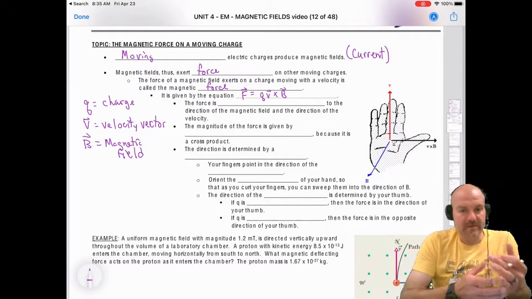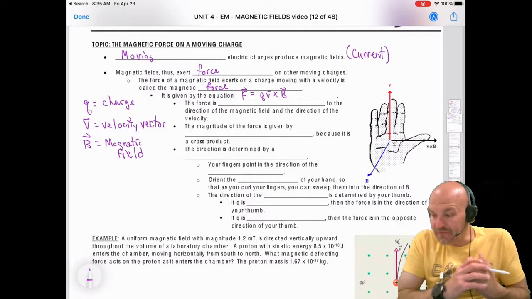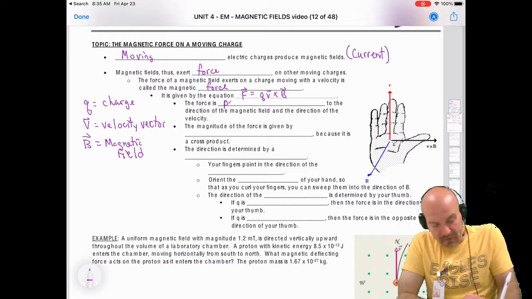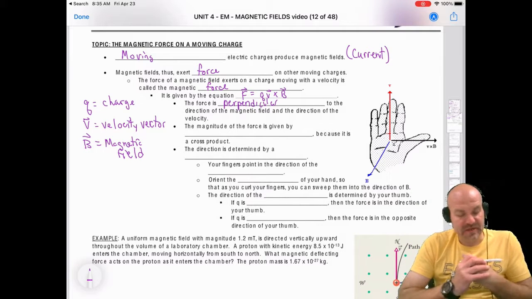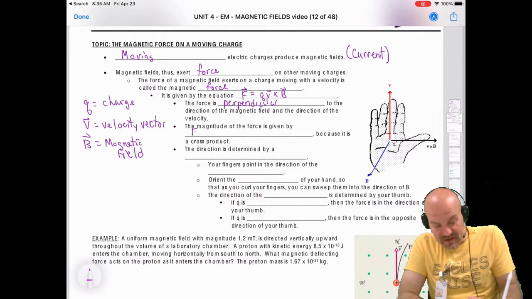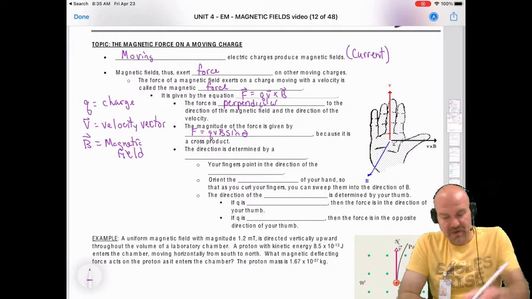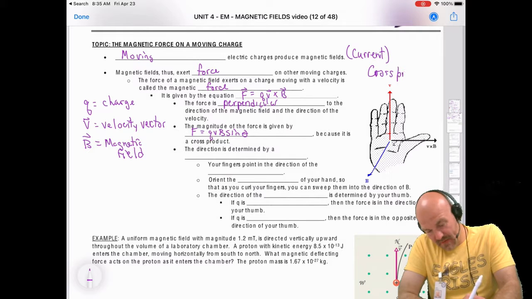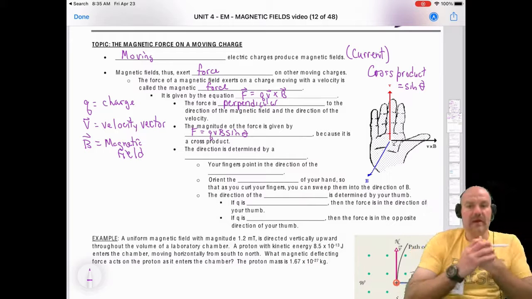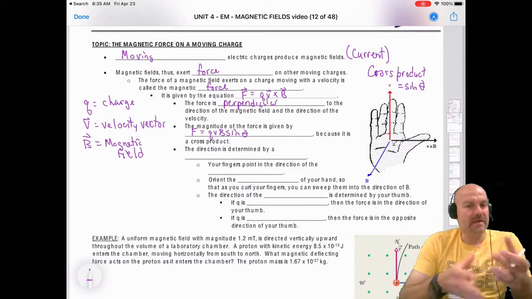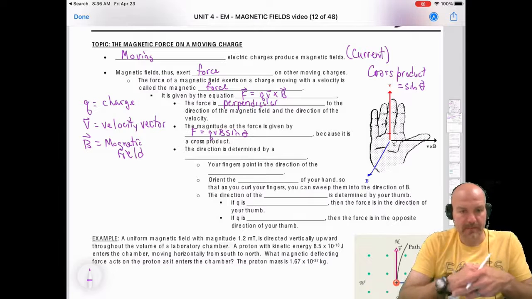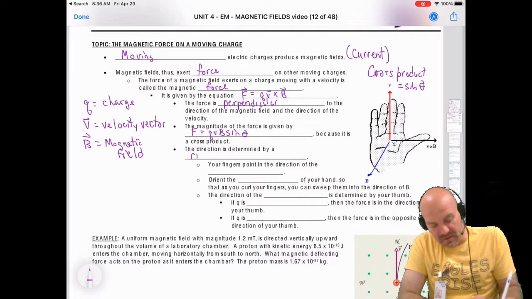So you can see it is a cross product. The force is going to be perpendicular to the direction of the magnetic field and the direction of the velocity. The magnitude of the force is given by F equals qVB sine theta. Remember, anytime you have a cross product, we are looking at the perpendicular piece, so we use the sine of the angle. Because we talk about perpendicularness, the sine of 90 is 1. The direction is determined by yet another right-hand rule.